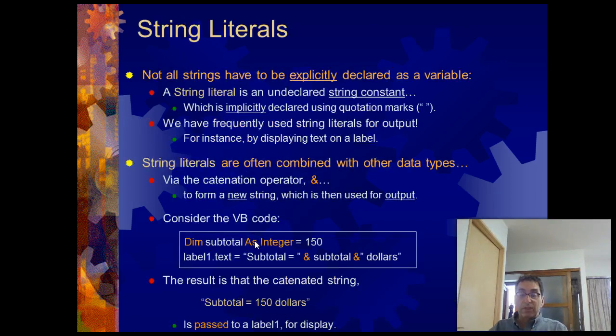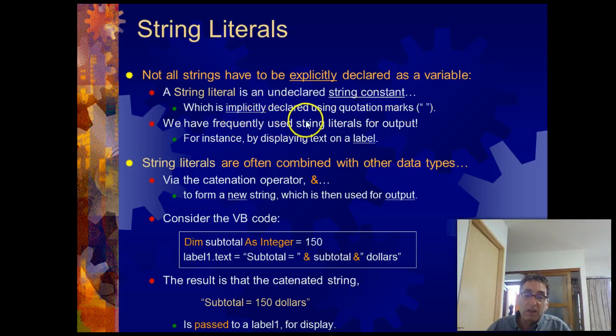Okay, string literals. Not all strings have to be explicitly declared as variables. So I think we saw that because we did things, I guess we took some text. I'm not sure if we did it or not, but anyway, a string literal is an undeclared string constant. So you don't have to declare it. You can just sort of use it, which is implicitly declared using quotation marks. Implicit means it's implied. The declaration is implied when you use the quotation marks.